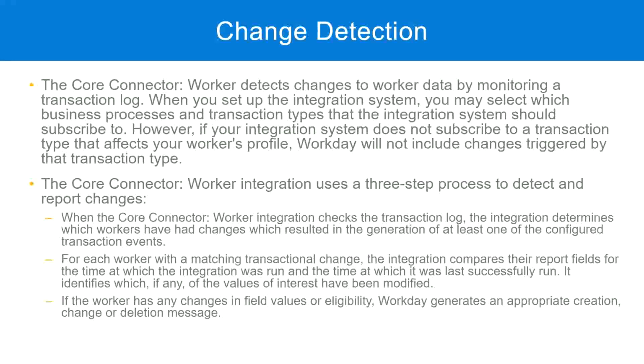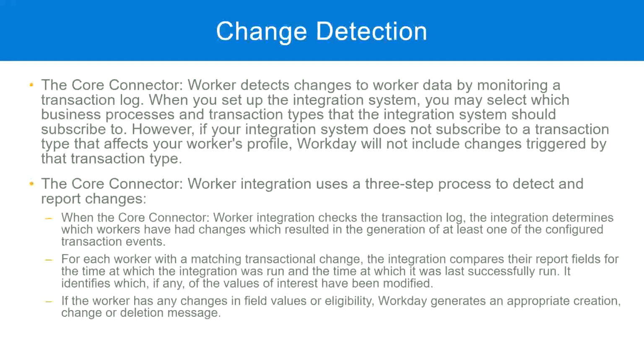What change? What are the data changes? Which fields have changed? When was it made? With what effective date? These things it monitors and finds out. Then it will check if the worker has any changes in the field values of eligibility, etc. Then Workday will say whether it's a new addition, an update, or a deletion. This is the high-level overview.